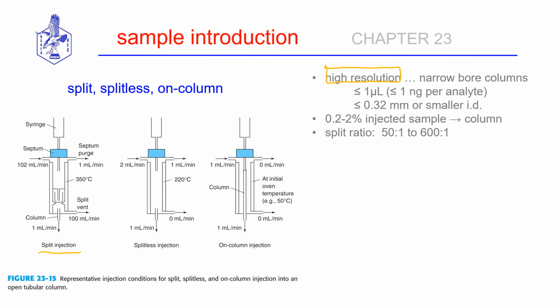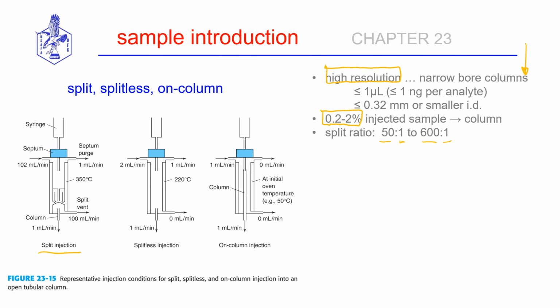So basically, if we're running split, that means somewhere in the range of only 0.2 to 2% of the injected sample will actually reach the column. You can program through your software in your computer. You can tell the instrument what split ratio you want. Do you want only one part in 50 to get onto the column? Do you only want one part in 600 to get onto the column? That all depends on the concentration of your analyte species in the sample and the nature of the column that you're carrying out your separation.